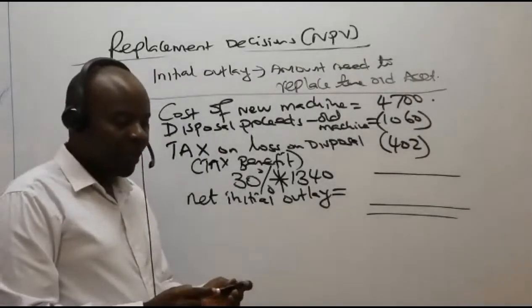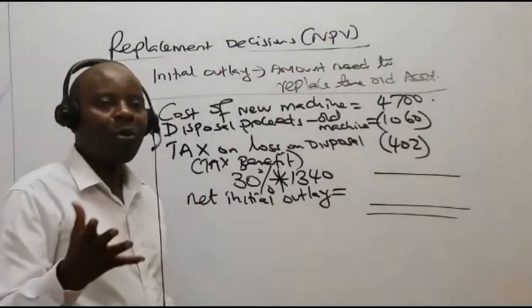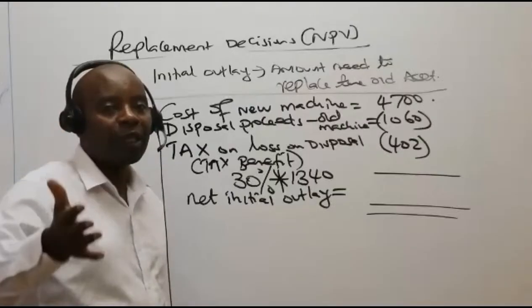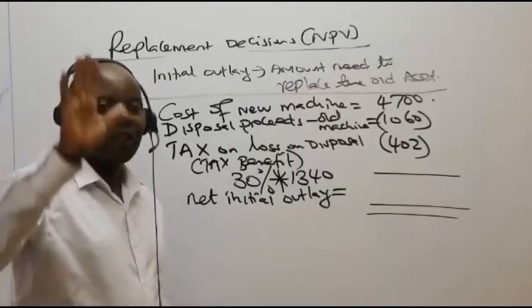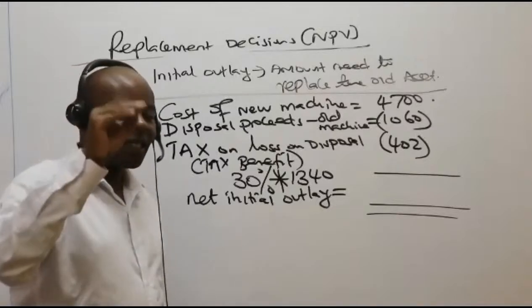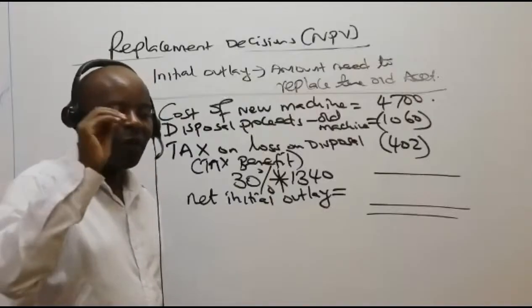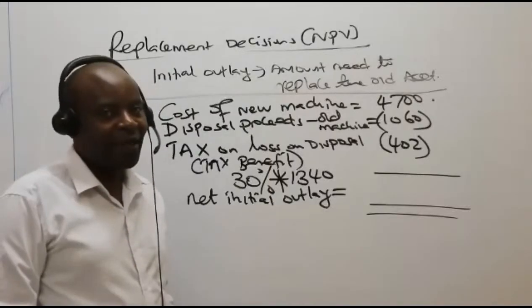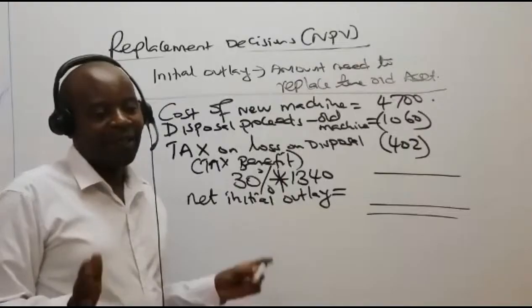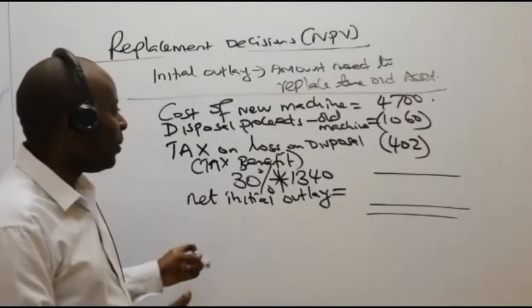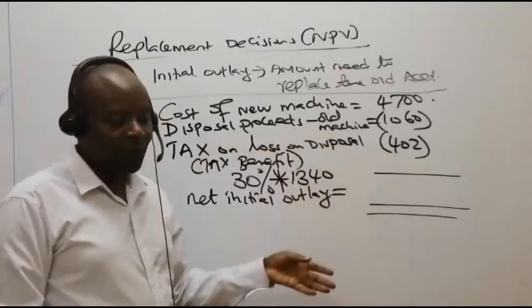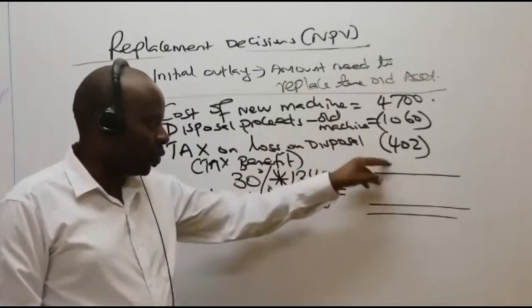A good question there. What if we make a profit on disposal? If we make a profit on disposal, of course, we'll be expected to pay tax on that. Although for the many years that I've taught, I've never seen a replacement question where the old asset is sold at a profit. It will be very hard. All of them, we are making a loss. But should we make a profit on disposal, that becomes an expense on us, so we do the opposite, which is adding.